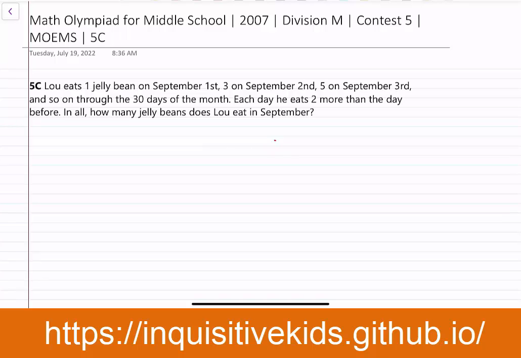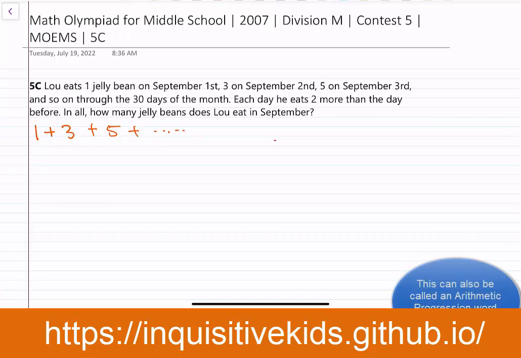Okay, so we know that Lou eats 1 jelly bean on the first day, September 1st, 3 on the next day, and then 5, and so on through the 30 days of the month. And each day he eats 2 more than the day before. This seems to be an arithmetic sequence problem. Let's see if we can find a pattern.